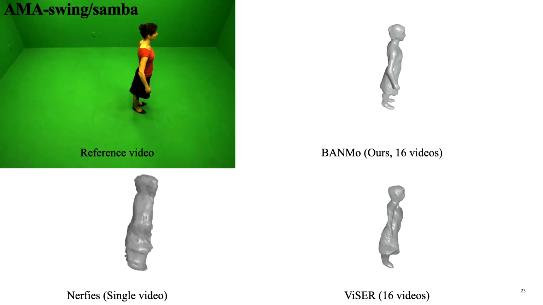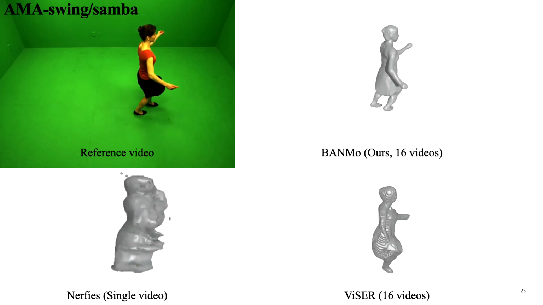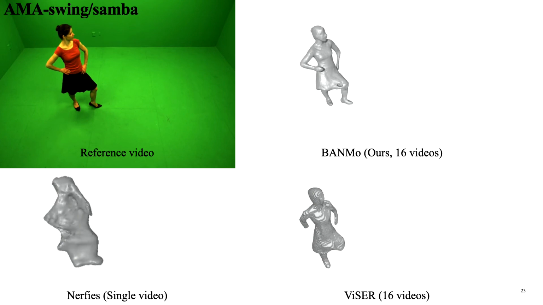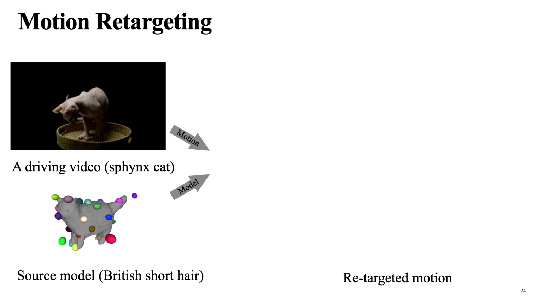Compared with NeRFs and Visor on the AMA dataset, BANMo is able to leverage multiple videos and reconstruct better geometry and articulations. Finally, we show results of motion retargeting from a British short-hair cat model, with the driving video of a Sphinx cat.